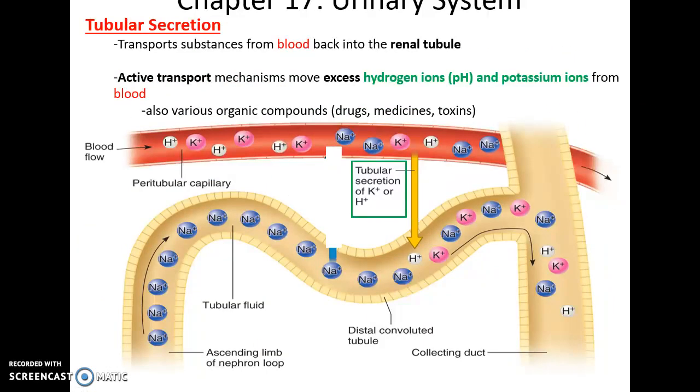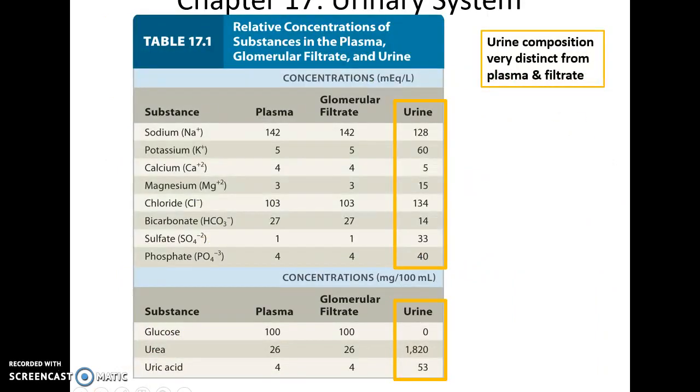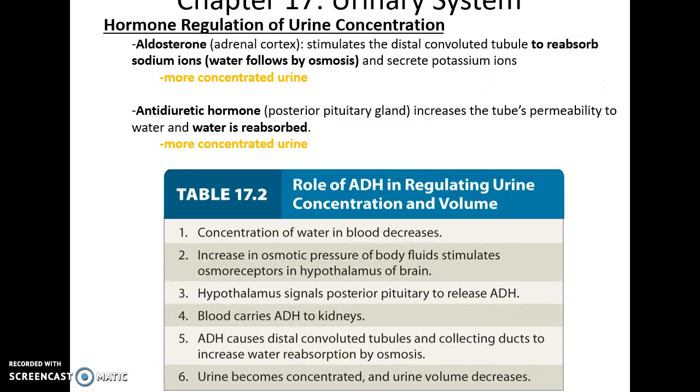Tubular secretion is when materials from the bloodstream get returned to the renal tubules. For instance, hydrogen ions to raise the pH of the blood, and potassium ions can be returned to the renal tubule to be secreted out. Here, as you can see, urine's composition is very different from what's found in blood or glomerular filtrate.